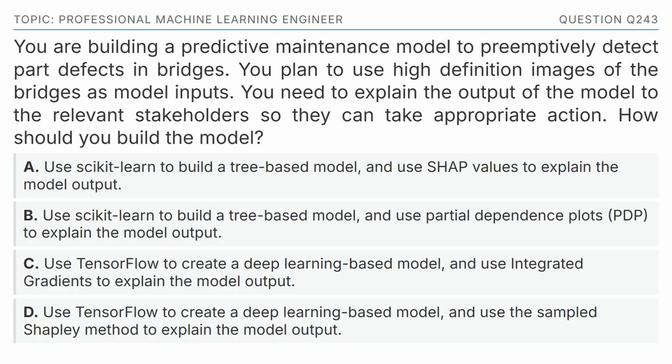The options are: Option A, use scikit-learn to build a tree-based model and use SHAP values to explain the model output. Option B, use scikit-learn to build a tree-based model and use partial dependence plots, PDP, to explain the model output. Option C, use TensorFlow to create a deep learning-based model and use integrated gradients to explain the model output. Option D, use TensorFlow to create a deep learning-based model and use the sampled Shapley method to explain the model output.